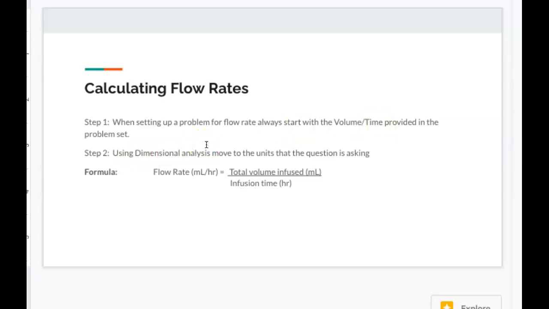Now, sometimes you don't need to move at all. Sometimes when you put your volume over time, the question is asking milliliters per hour, and that's what you're given. So you don't need to do any crossing off or dividing or multiplying. You just calculate the volume over time. So that's the formula for flow rate. But when I do flow rate, I really don't look at a formula. I just start with my volume over time, and I move to the units that the question's asking me. And that will usually give me my flow rate.